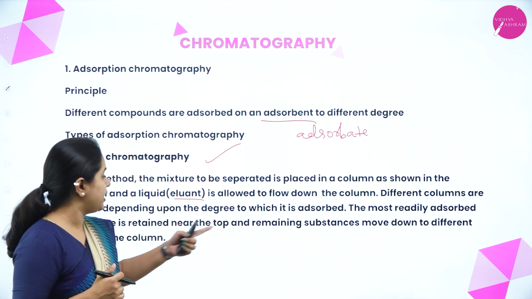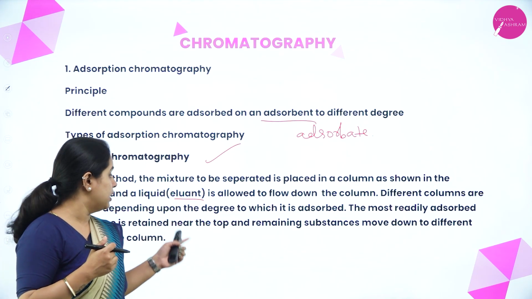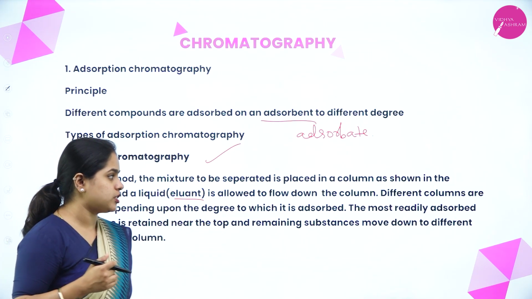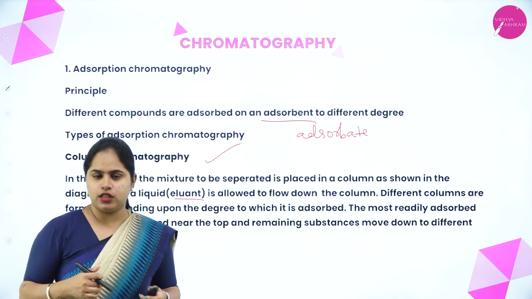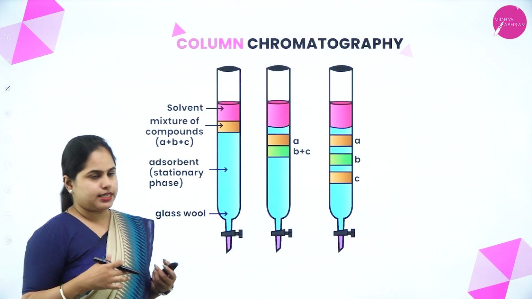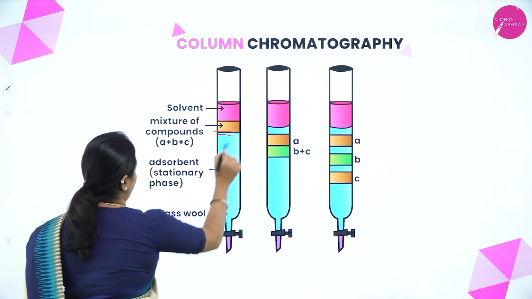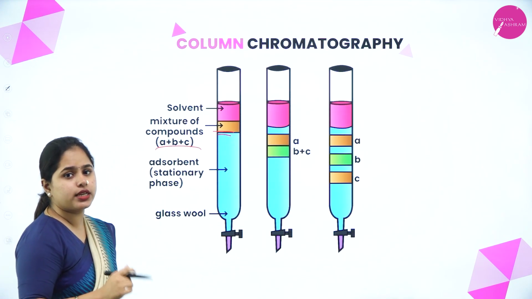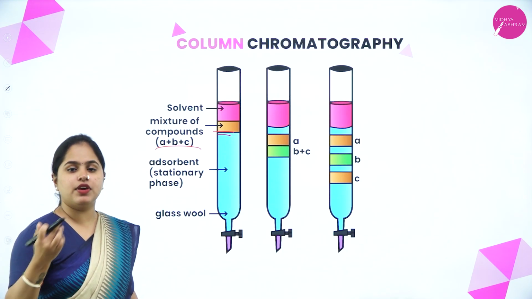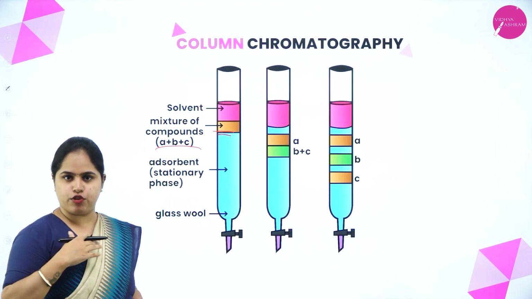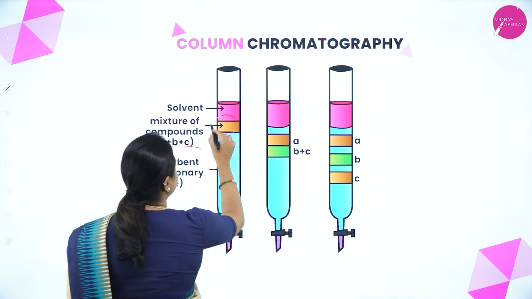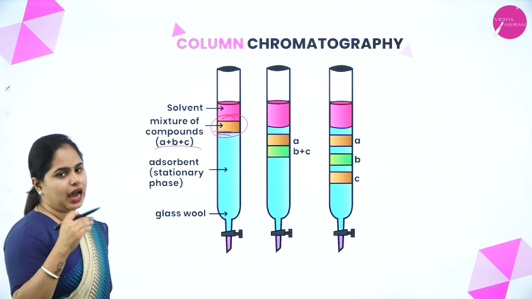Right? The most readily adsorbed substance is retained near the top and remaining substances move to different points in the column. So what does that mean? Let's see. As said, there will be a column and we take the mixture of compounds. Let's say there are 3 compounds in here, A, B and C, and we have to separate A, B and C from each other. Now what you can see here is a mixture of A, B and C.